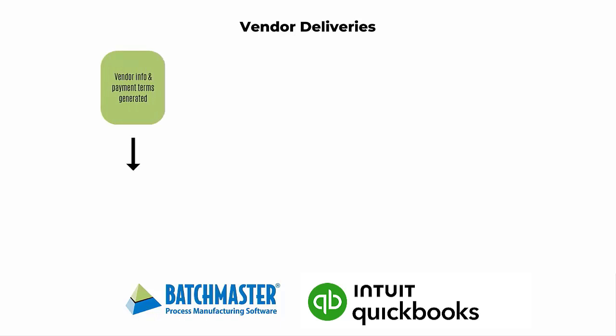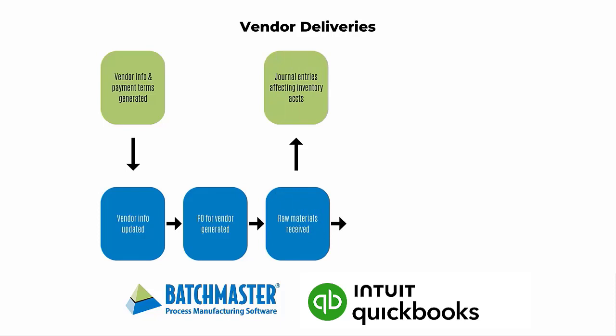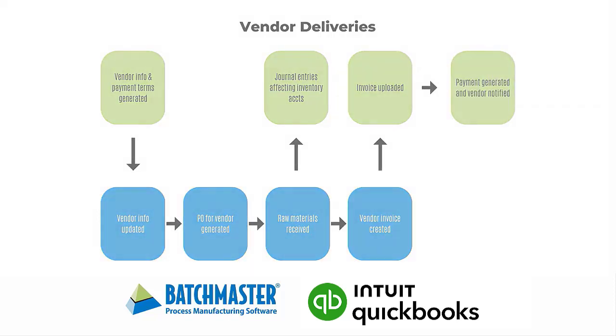Let's take a look at how the sync between QuickBooks and BatchMaster works for vendor deliveries. First, in QuickBooks, the vendor info and the payment terms are generated. BatchMaster is then updated with the vendor information. PO for the vendor is generated. Raw materials are received. Journal entry affecting the raw materials inventory account is updated. Vendor invoice, otherwise known as a bill, is created, and the invoice or bill is uploaded. And then the vendor payment can be generated and the vendor is also notified.